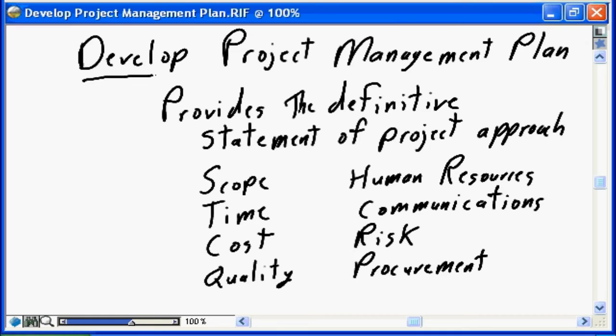With the project scope statement well defined, we now know what we need to do. We know what our project is going to accomplish. We know what's in the box and not in the box. It's time to develop the project management plan. The project management plan provides the definitive statement of the project approach. It provides the definitive statement for how we're going to manage the scope for the project. What processes is the project team going to follow? What processes are we expecting the business to interact with the project team to ensure the scope is properly managed?